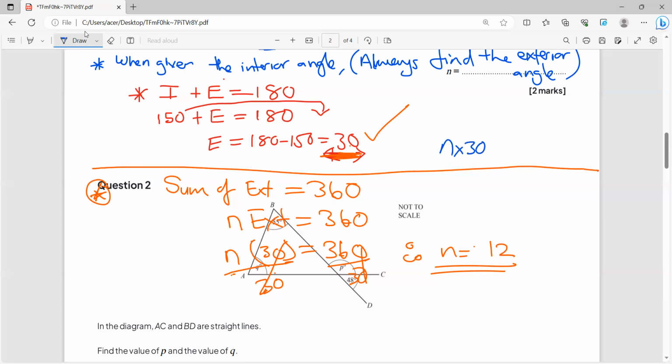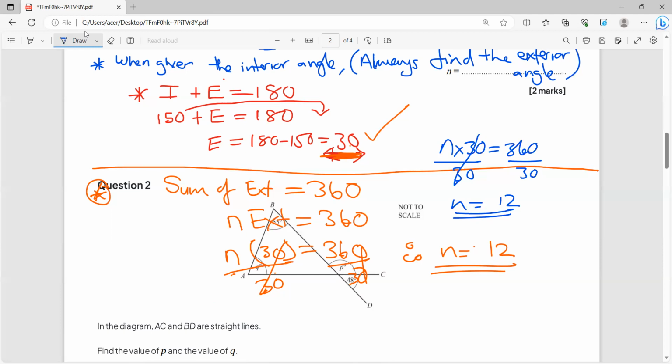All right, n times 30 equals 360. I'm sure now you know that if you have this equation, you can easily make n the subject by dividing by 30 on both sides. And then you get n equals 12. Yes, sir. All right, perfect.